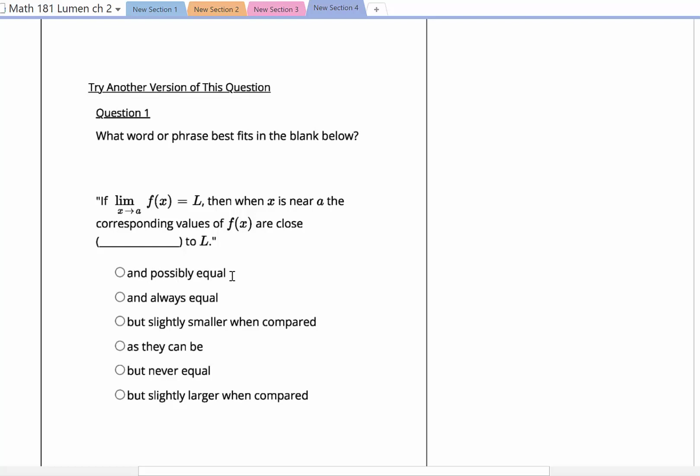It's possible that the limit is the actual value when you plug it in, but the idea of a limit is we can find it despite the value possibly not existing.